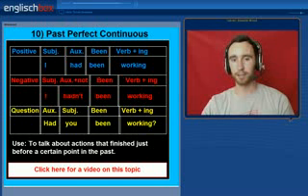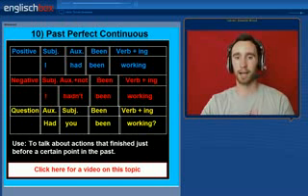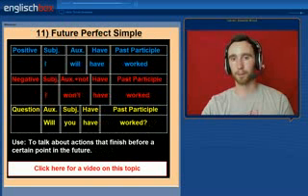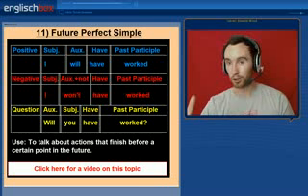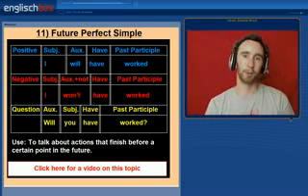So I had been working, subject, auxiliary, the verb to be in past participle, and then the present participle. I had been working. In negative, I hadn't been working. And as a question, had you been working? Only 2 more tenses to go. We have the future perfect simple.